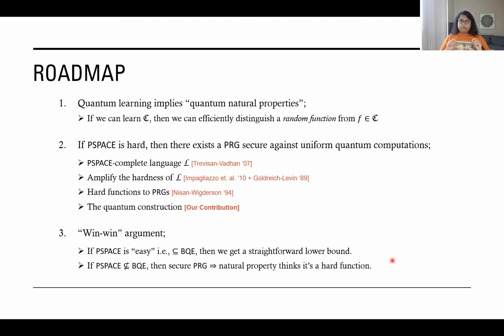But what is more interesting is to show the second part. It says that if this language is hard, which is our assumption, right, that it's not contained in some sub-exponential time class, then our PRG by step 2 is actually considered to be secure. And if it is secure, then somehow my natural property has to think that it is a hard function. And if my natural property thinks it is hard, it will accept it. And somehow that is how you make it work. So this is the main roadmap that we have.